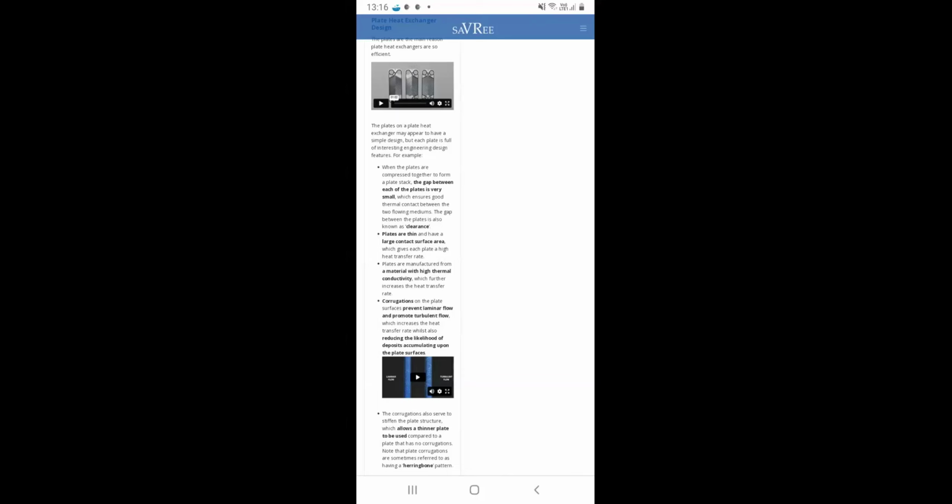The corrugation also serves to stiffen the plate structure, which allows a thinner plate to be used compared to a plate that has no corrugation. Note that the corrugations are sometimes referred to as herringbone pattern. This is your herringbone pattern.